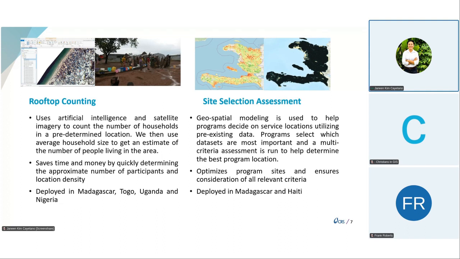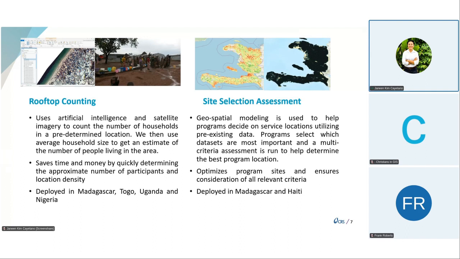It was deployed in Madagascar, Togo, Uganda, and Nigeria. And then we also have what we call a site selection assessment. I will share a QR code that will show you the link to our GitHub space. We've uploaded some of the more technical descriptions on how the model works and how to do it.